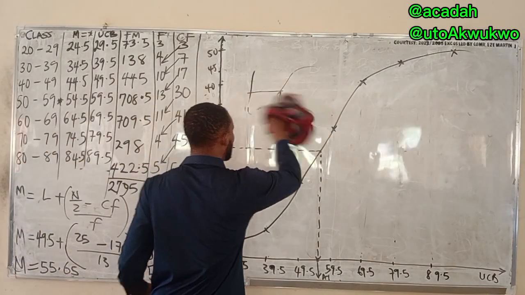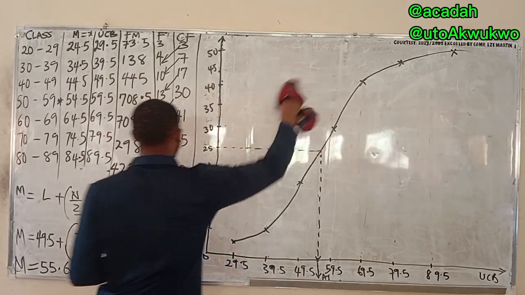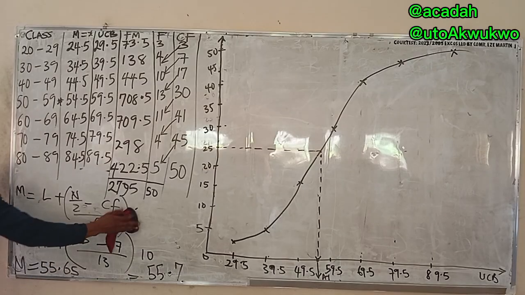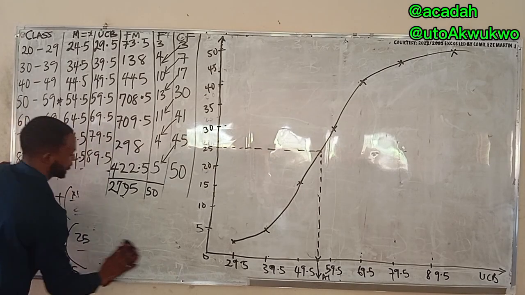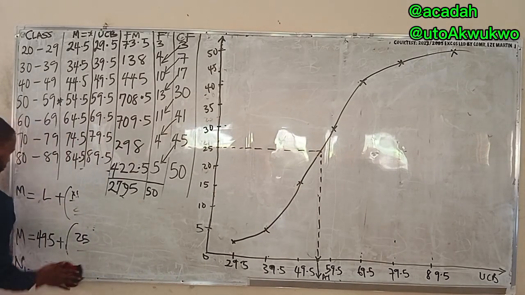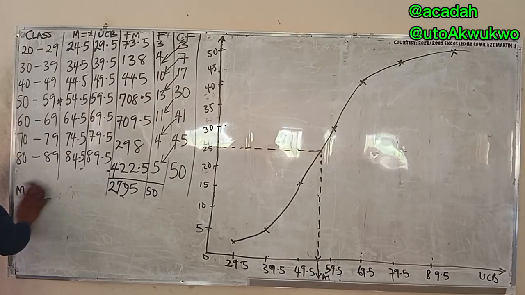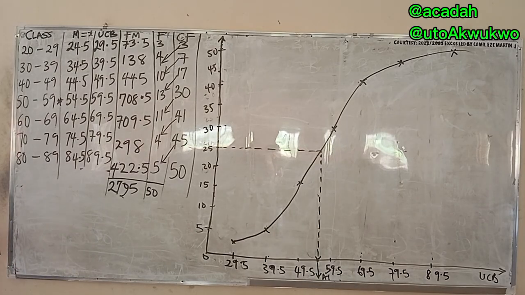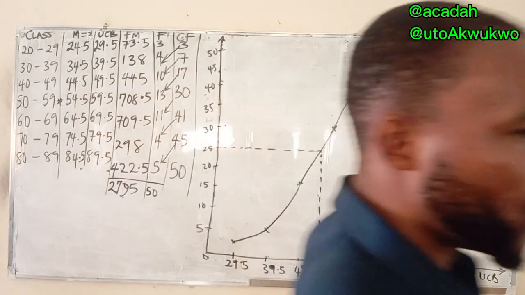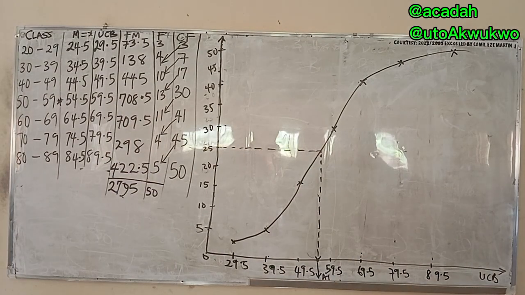The next thing is quartile. Anytime you hear quarter, it means over 4. So if you hear first quarter, it means 1 over 4. Second quarter, 2 over 4, which is the same as 1 over 2, the median. Third quarter, 3 over 4.